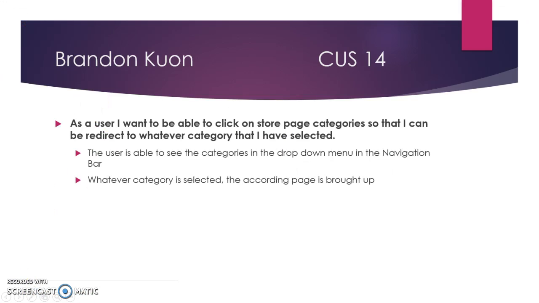As a user, I want to be able to click on the store page category so that I can be redirected to whatever category that I have selected. The user is able to see the categories in the drop-down menu in the navigation bar. Whatever category is selected, the according page is brought up.